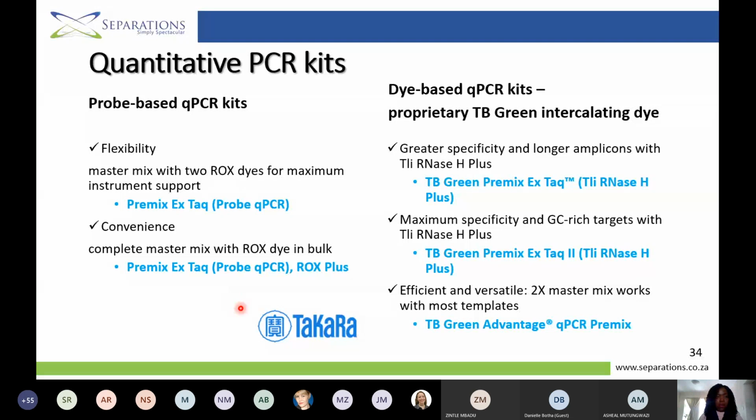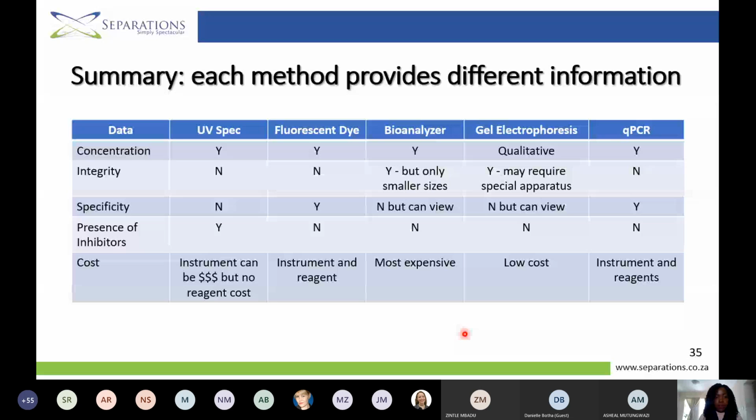So just to summarize on the quality control of your samples, we've looked at absorbance-based and fluorescence-based methods. Here we have capillary electrophoresis, and the example here is the Bioanalyzer. That's the most popular one. And then gel electrophoresis and qPCR. The different methods will offer you different types of information, and you must choose based also on your budget and which of these parameters is most important to you.